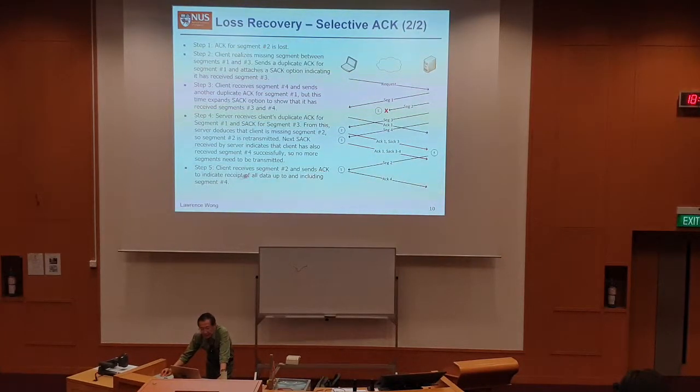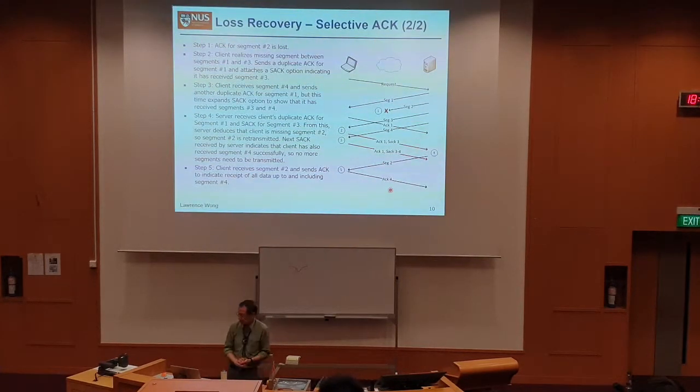And then at step 5, client receives segment 2 and sends an ACK to indicate receipt of all data up to and including segment 4. Okay, so in selective ACK, you only need to resend the missing one. In Go-Back-N, you resend the missing one plus all the ones up to the timeout. Okay, so that's a big difference. Question? Okay?